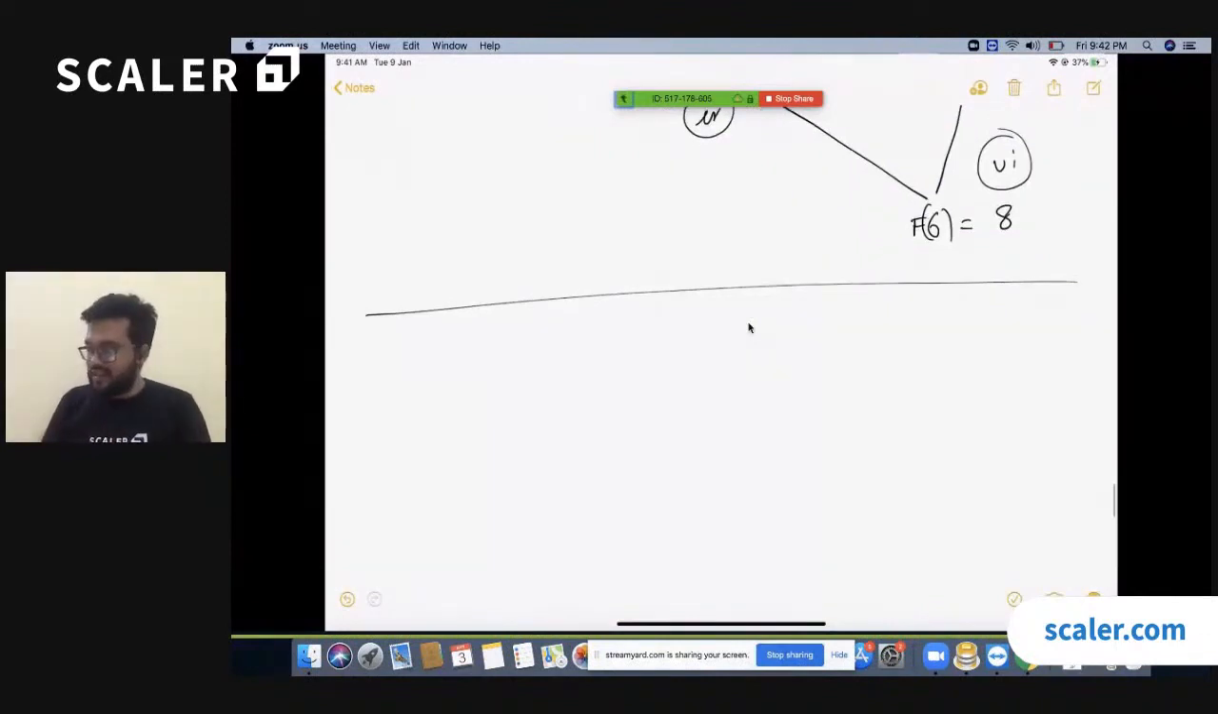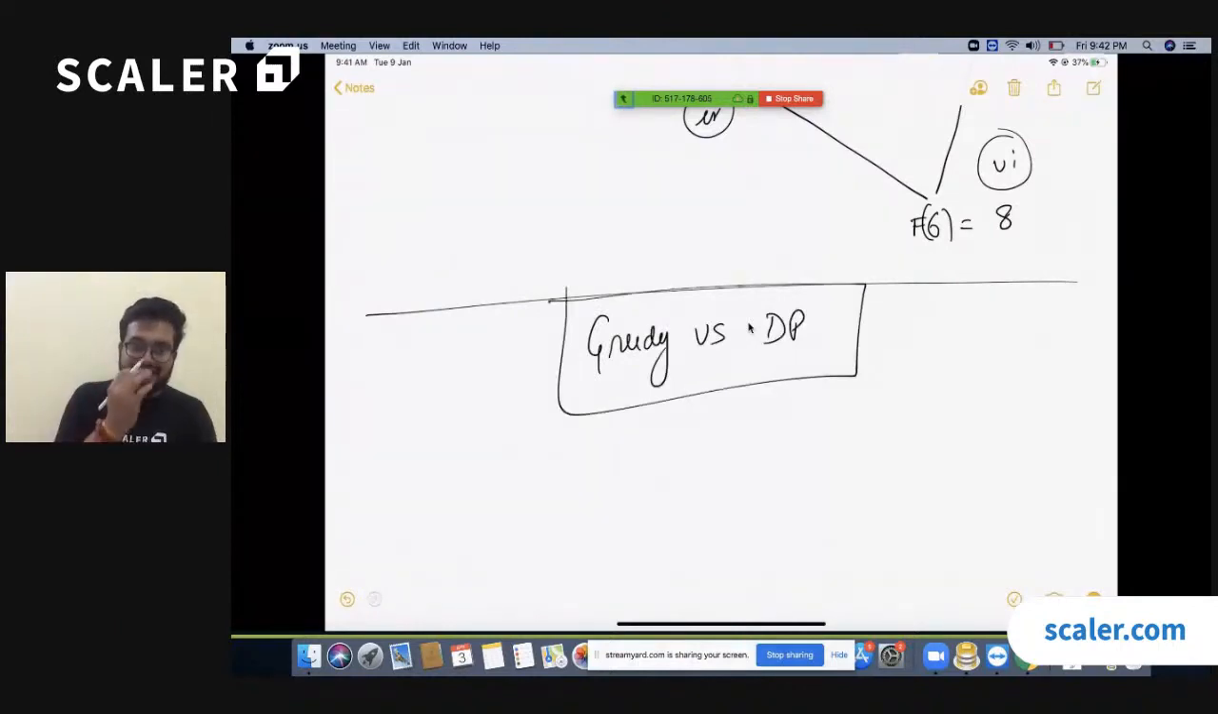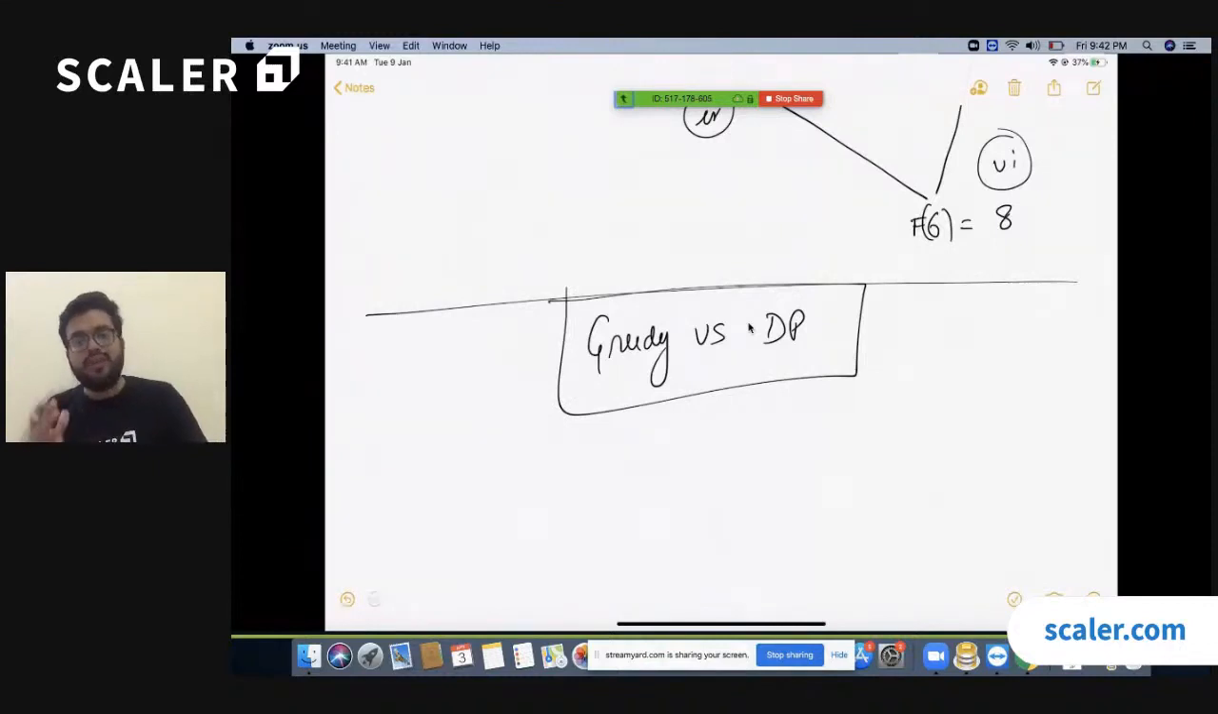Now let's move ahead, and using the next question, I would try to explain to you guys what is the difference between greedy solutions versus dynamic programming solutions. So we would look at a problem and see in what problems you see greedy solutions not being able to solve the problem for you, and you choosing to go to a DP solution.